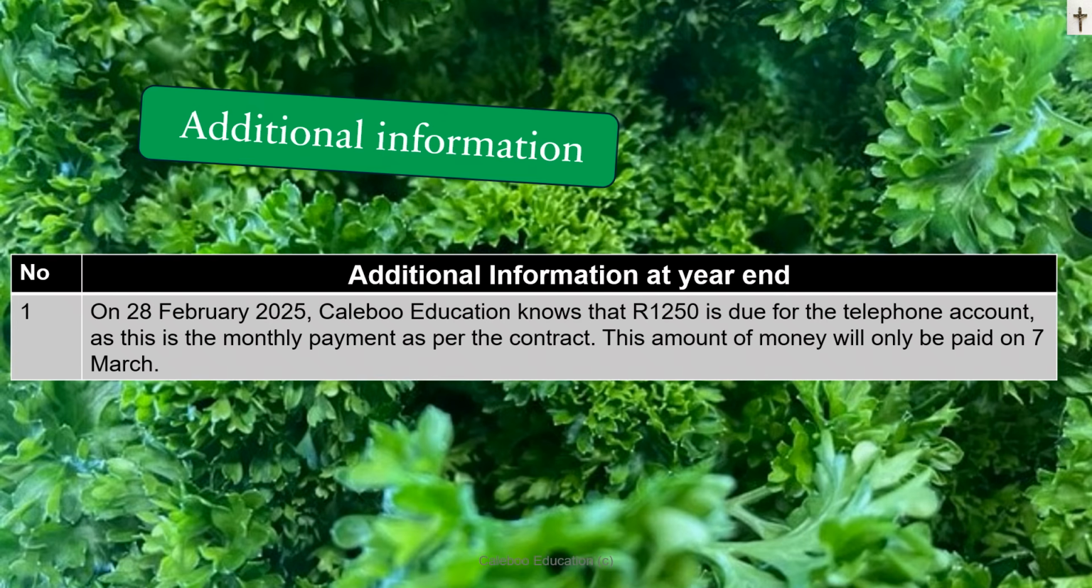Now we go on to the first transaction. It says on the 28th of February 2025, Calibu Education knows that 1,250 is due for the telephone account. As this is the monthly payment as per the contract, this amount will only be paid in March. We have used the telephone. It's only going to be paid in March. We've used it in February. So we've incurred the expense, but we still owe it. We need to do the adjustment.